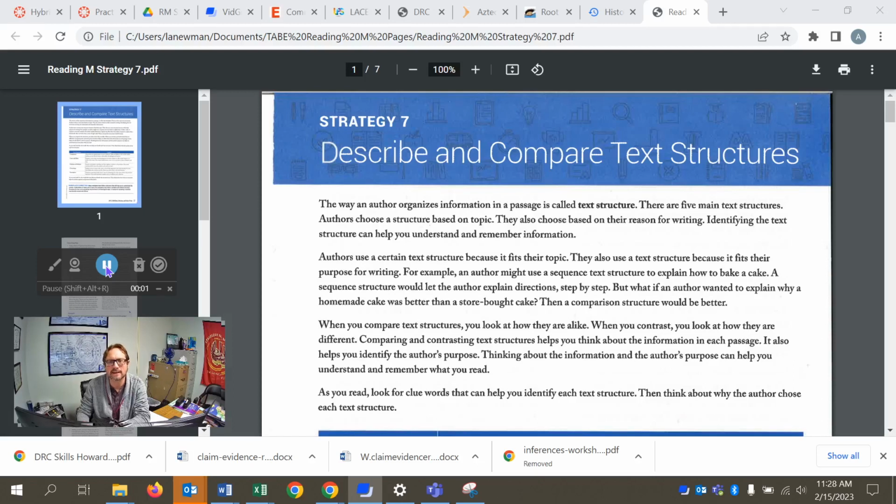All right, you guys, so we're back here on TABE Reading M. We're about to start Strategy 7. We're about halfway through this book, so we're making some real progress here. Today's lesson is pretty long. There's quite a bit to it, but it is important.